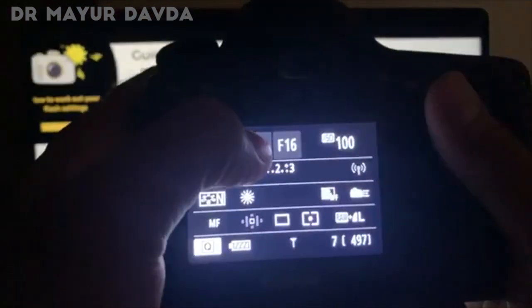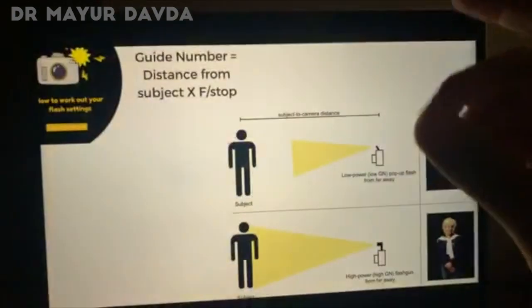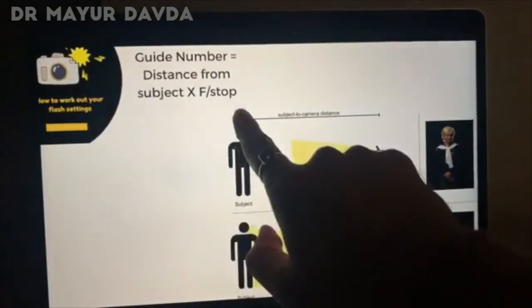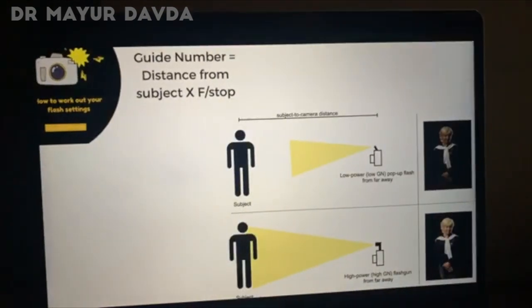So we already know what an f number is. For example, in this situation I have kept f16, so that's the f number that we are talking about. This is the f-stop, or the f number. So the f number multiplied by the distance from the subject gives us the guide number.